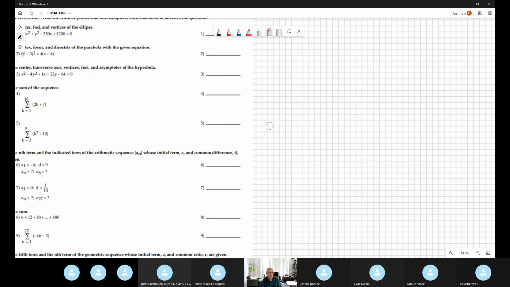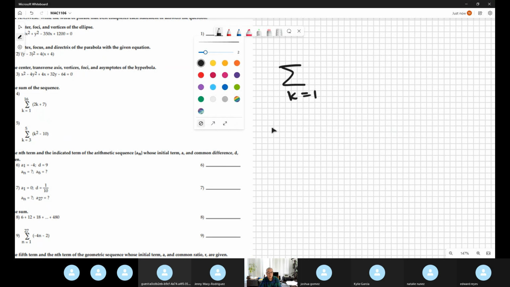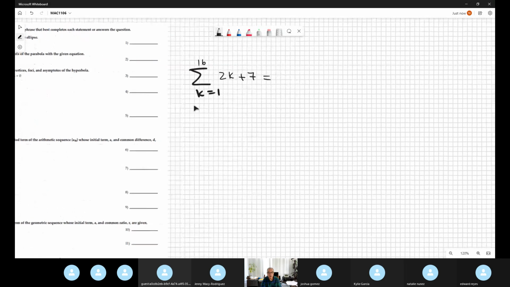It is the summation from k equals 1 to 16 of 2k plus 7. Okay, I apply the property of the summation that says this number goes to the front, like a 2 times the summation from k equals 1 to 16 of k alone, exactly as the formula says, plus the summation from k equals 1 to 16 of 7, which is a constant. So we're using the formula.